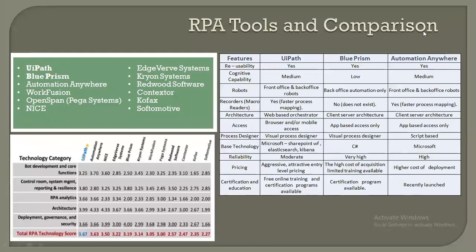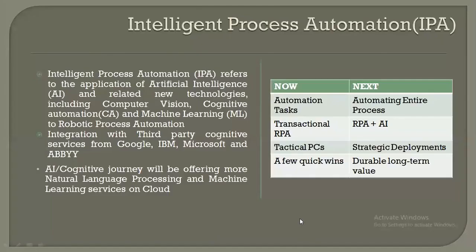And if you see the difference, a couple of features I kept on the right side, and all these tools are developed on Microsoft technologies. If you see, UiPath is on Microsoft, and Blue Prism is C Sharp, and Microsoft is again for automation anyway. Okay, and the RPA we have is robotic process automation.